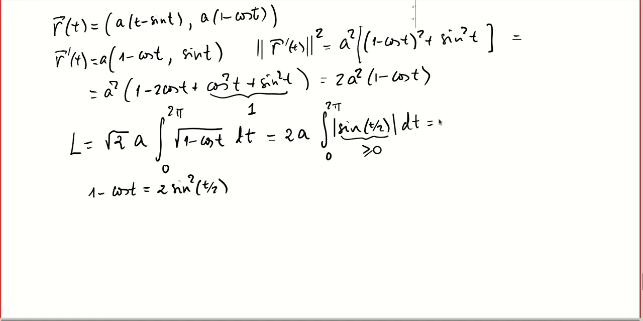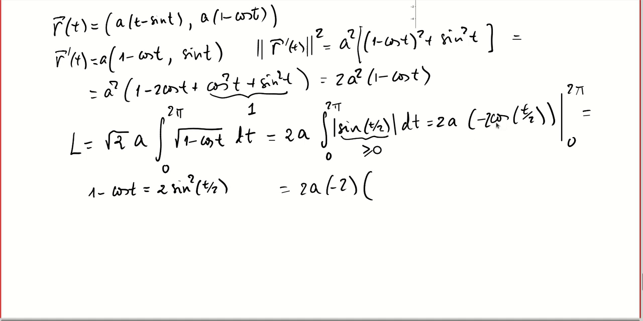So what we have is 2a, and the primitive of that is minus 2 times cosine of t half. That's the primitive, and we calculate the primitive between 0 and 2 pi. So what we have is 2 times a times minus 2, and then we have the cosine of pi, which is minus 1, minus the cosine of 0, which is 1. This is minus 2, so we have 8 times a, and that is the length of this cycloid.